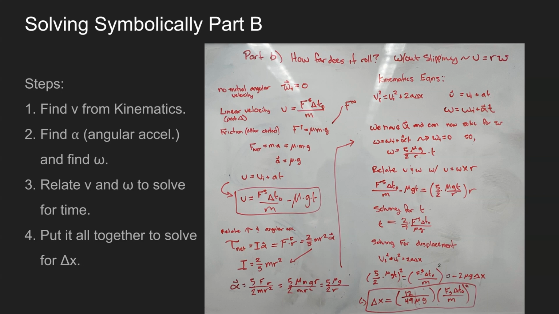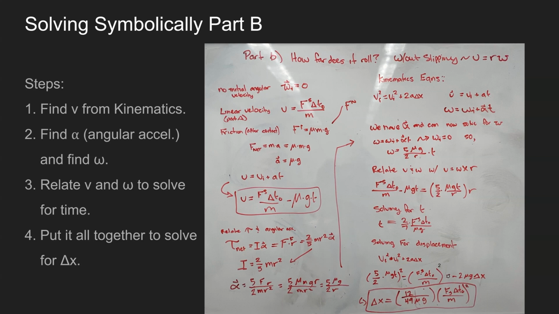Alrighty, in step 2, we are going to find the angular acceleration alpha. To find the angular acceleration, we can relate torque and alpha through Newton's second law again, but this time for rotational motion, which is net torque is equal to moment of inertia times alpha. We know from the previous part that the moment of inertia of a solid sphere is 2/5 mr squared. And so through some rearranging in algebra, we get that alpha is equal to 5 mu g over 2r.